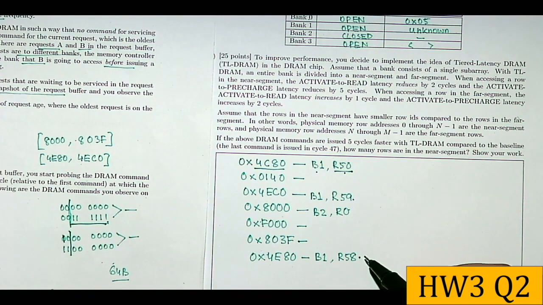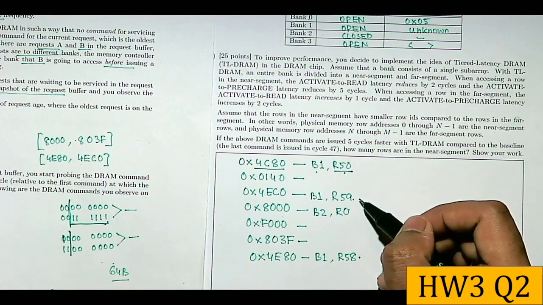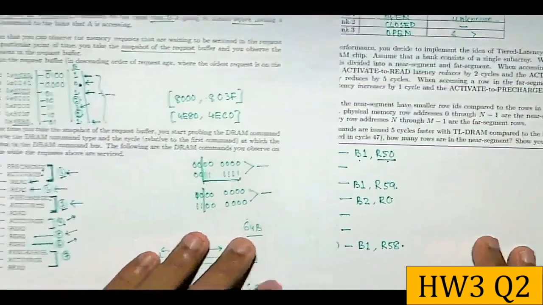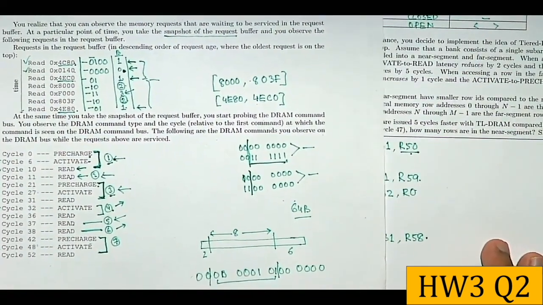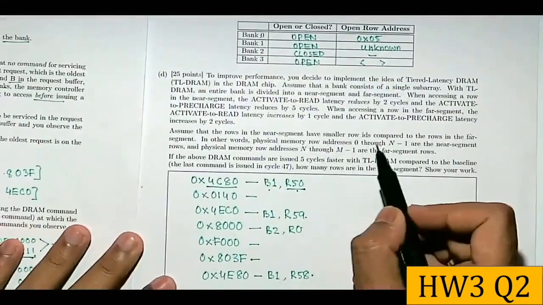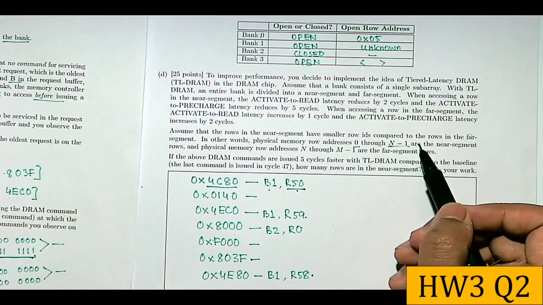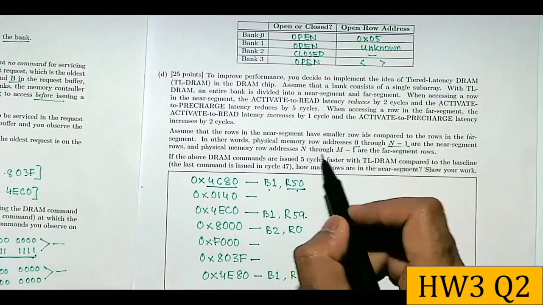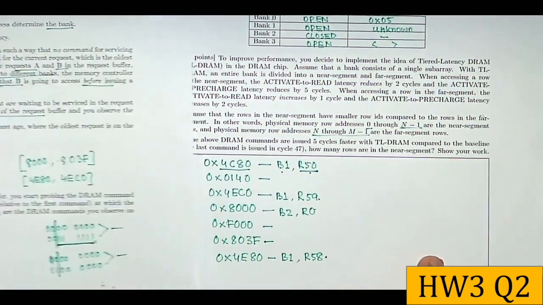If it doesn't match also, then we'll go back and consider that 59 also as a near segment. Considering the row addresses are properly... That's what this line says: you can consider rows 0 to n-1, the first few rows, to be the near segment, and the remaining rows to be the fast segment. Make sense? Okay. Now, let's see.